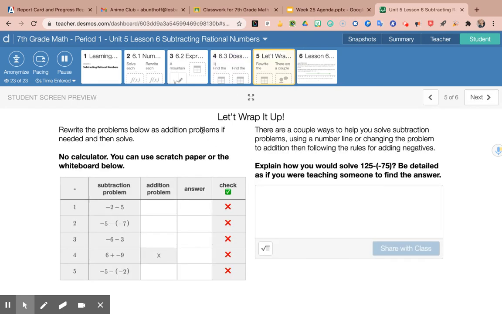For number 5, it says, let's wrap it up. We're going to rewrite each of these subtraction problems as addition and then type our answer. I want you to not use a calculator. You can use a scratch paper. I didn't include a whiteboard.